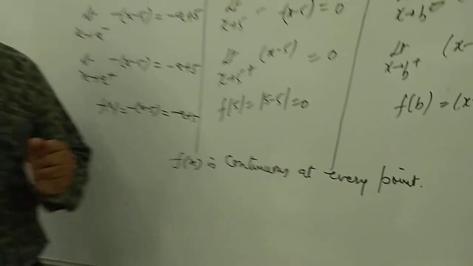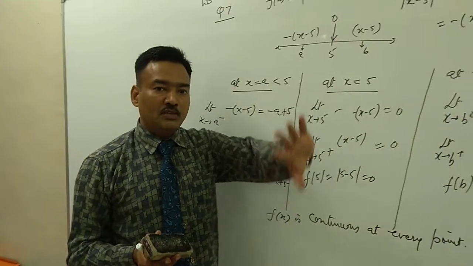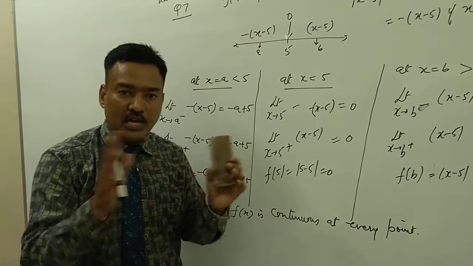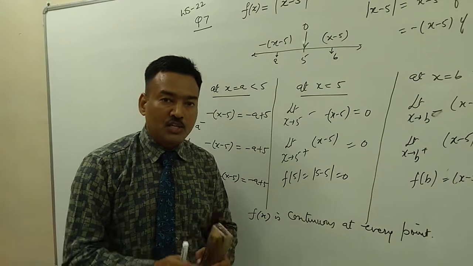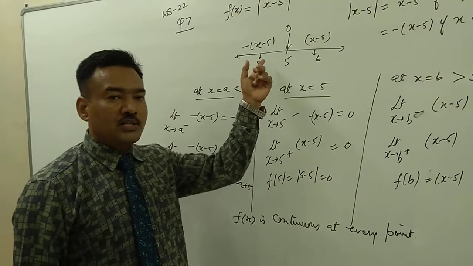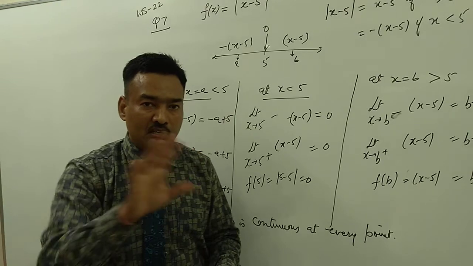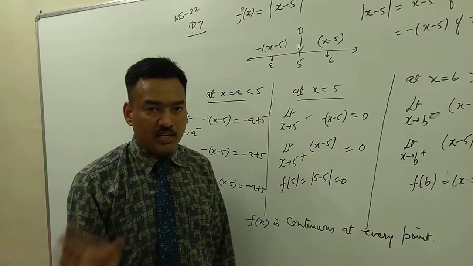So this way, children, if the continuity is asked at a point, then we take only that point. But if you are asked to check continuity of the function throughout, then we have to consider 1 point less than that and 1 point more than that. I hope with this the continuity of function is very, very clear.